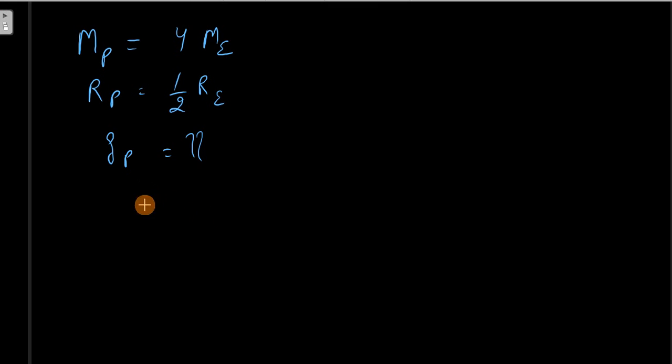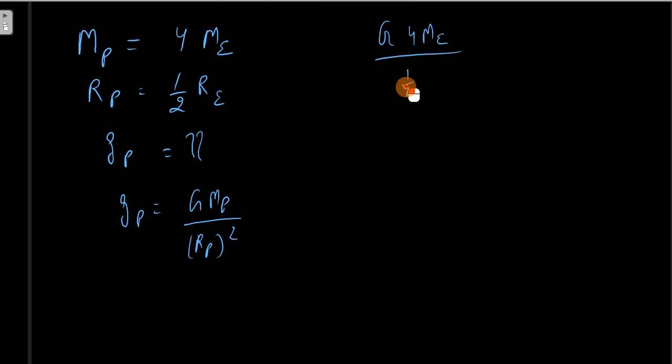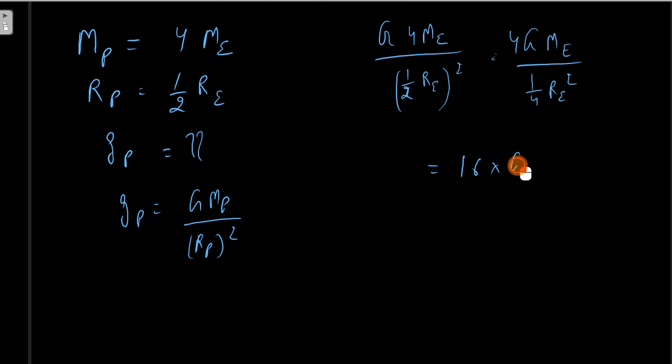Okay, let's start the calculation. The value of g will be capital G times mass of planet by radius of planet square. So G will be the same. Mass of the planet is 4 times the mass of earth and radius is half the radius of earth, squared. So we'll get G, 4 will be taken outside, Me, and this will become 1 by 4 square. So this 4 will go upside, it will become 4 into 4, 16. 16 times G Me by Re square.